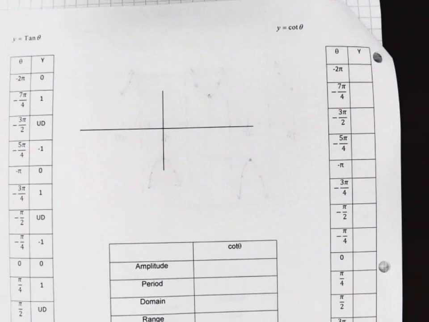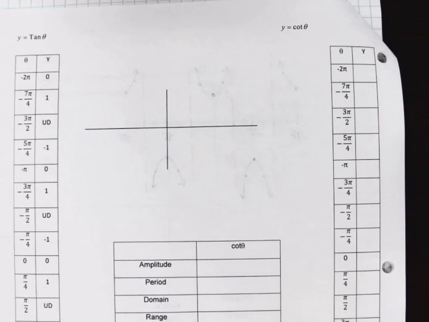Okay, one last graph to graph, and then you're going to have the rest of the period to work on your stuff. And this is cotangent. Good news is cotangent's trig table was huge to begin with, so there's no difference here.